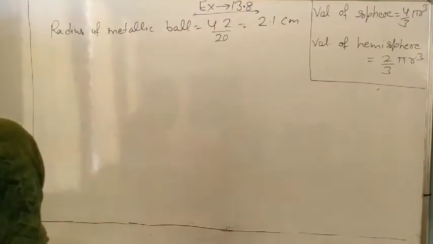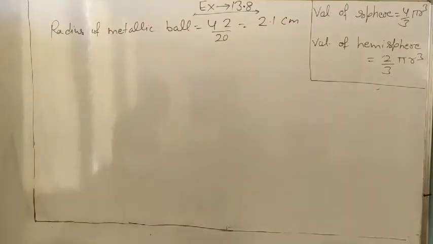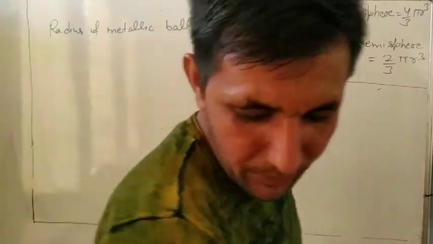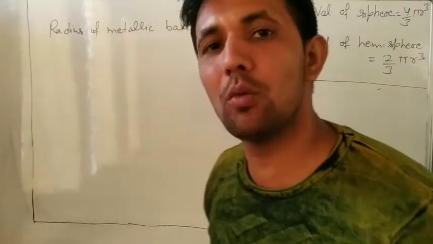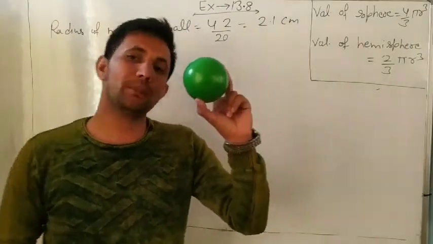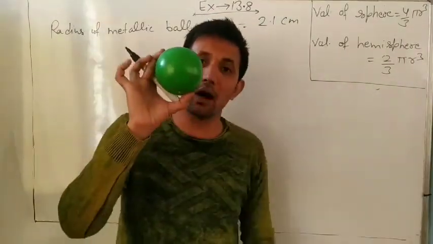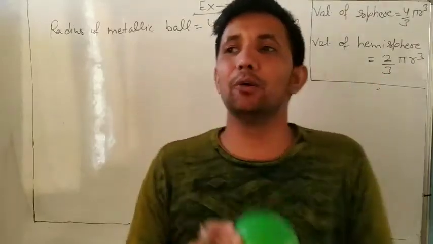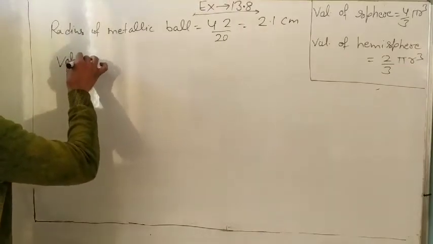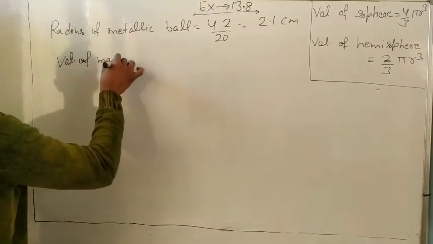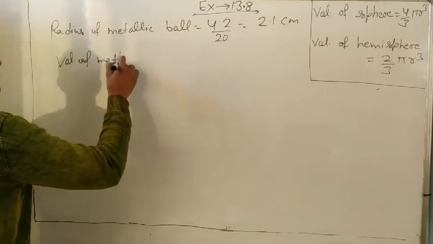Okay. Next: what is the mass of the ball if the density of the metal is this one? We have to find how much this ball is made of metal, that is, its mass. Mass means weight. So how will you find it? First we will find its volume. So write: find volume of the metallic ball.